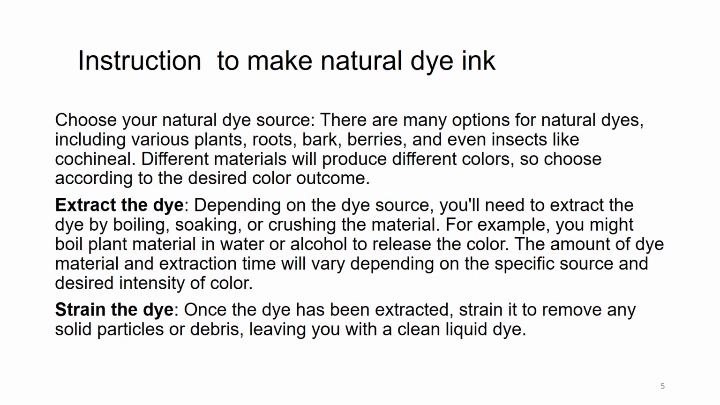Extract the dye. Depending on the dye source, you will need to extract the dye by boiling, soaking or crushing the material. For example, you might boil plant material in water or alcohol to release the color. The amount of dye material and extraction time will vary depending on the specific source and desired intensity of the color.